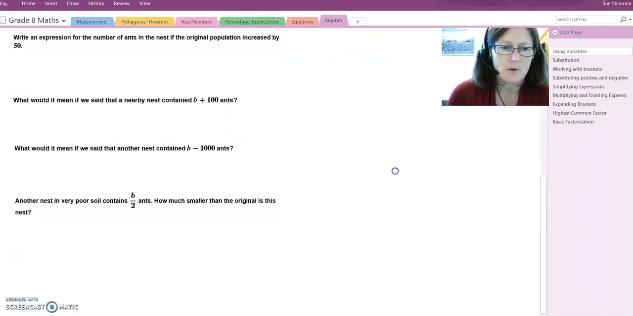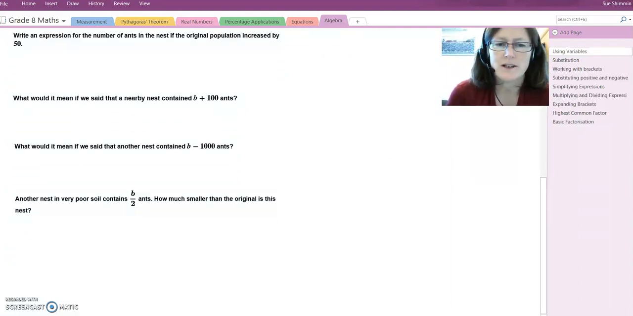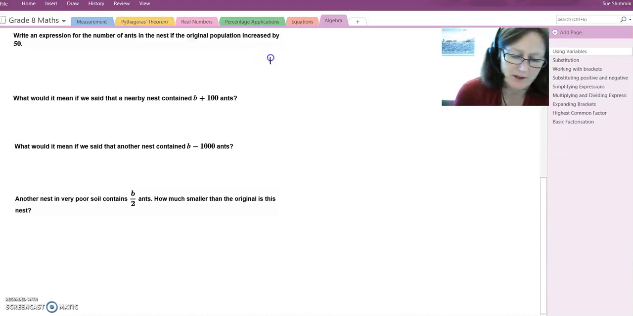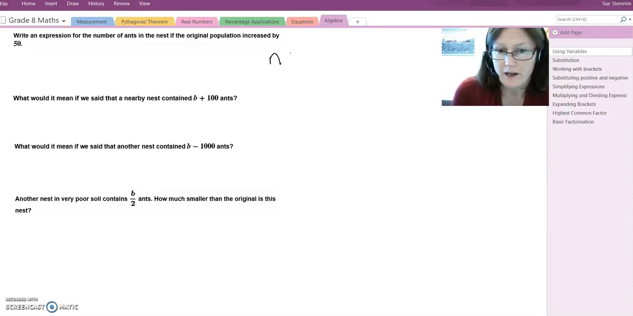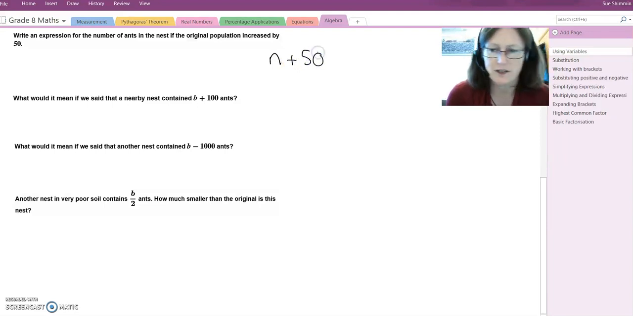Next example. Write an expression for the number of ants in the nest if the original population increased by 50. Again, we don't know the original population, the exact number. We represent that by n. We now know that 50 more ants have come along. So there's that original n amount of ants plus 50 because 50 more ants came to the nest.